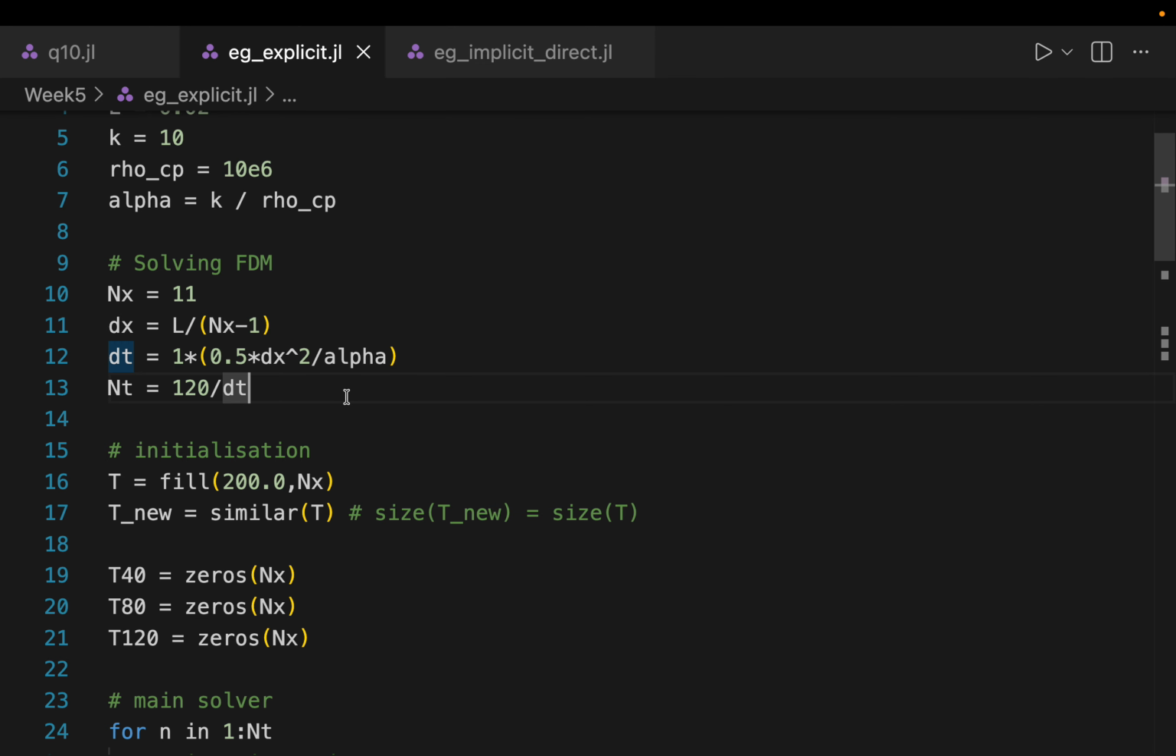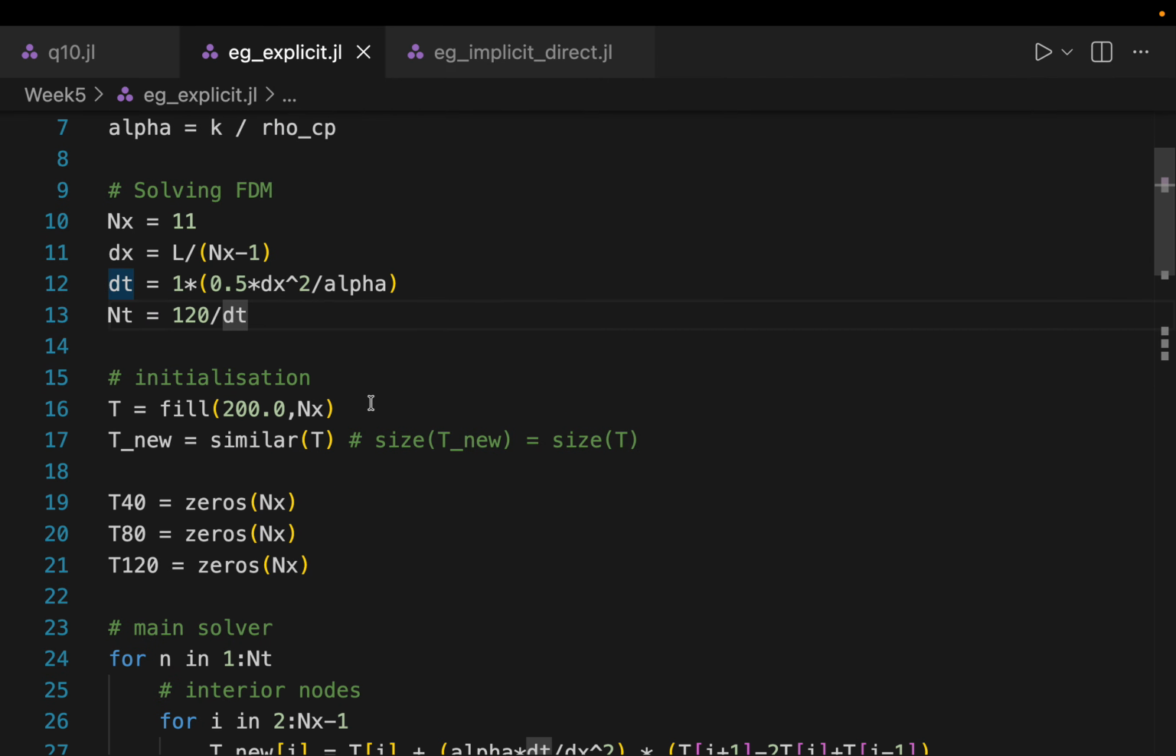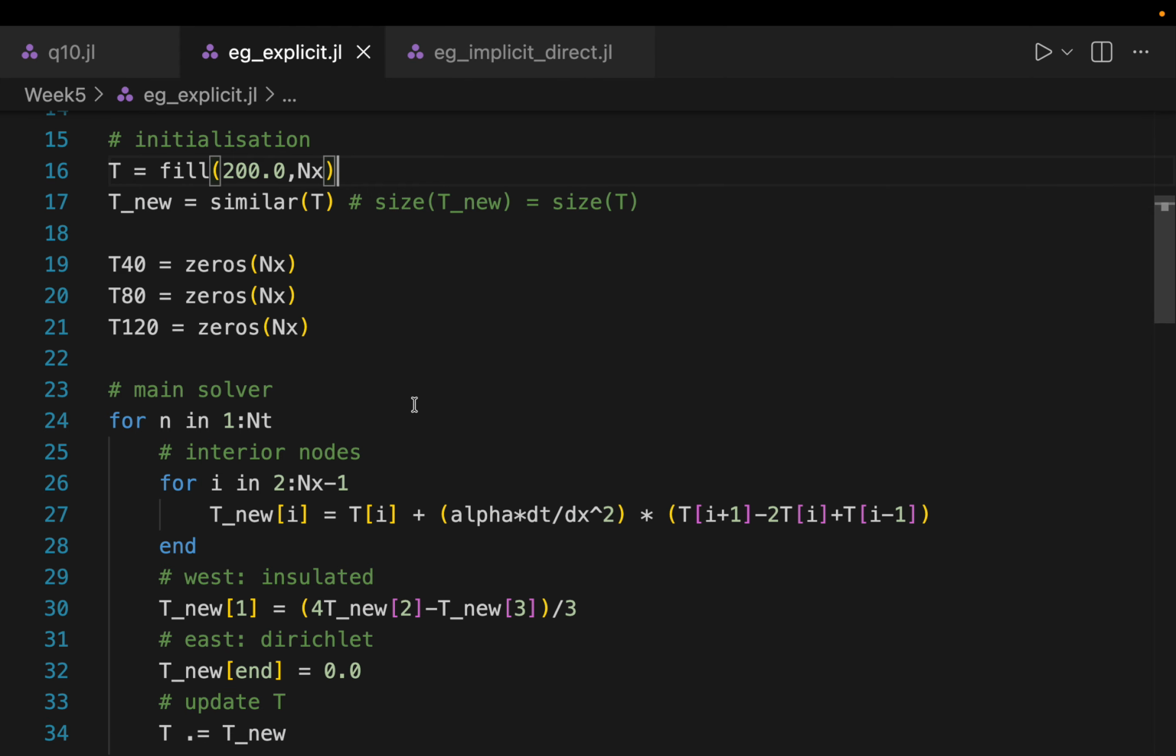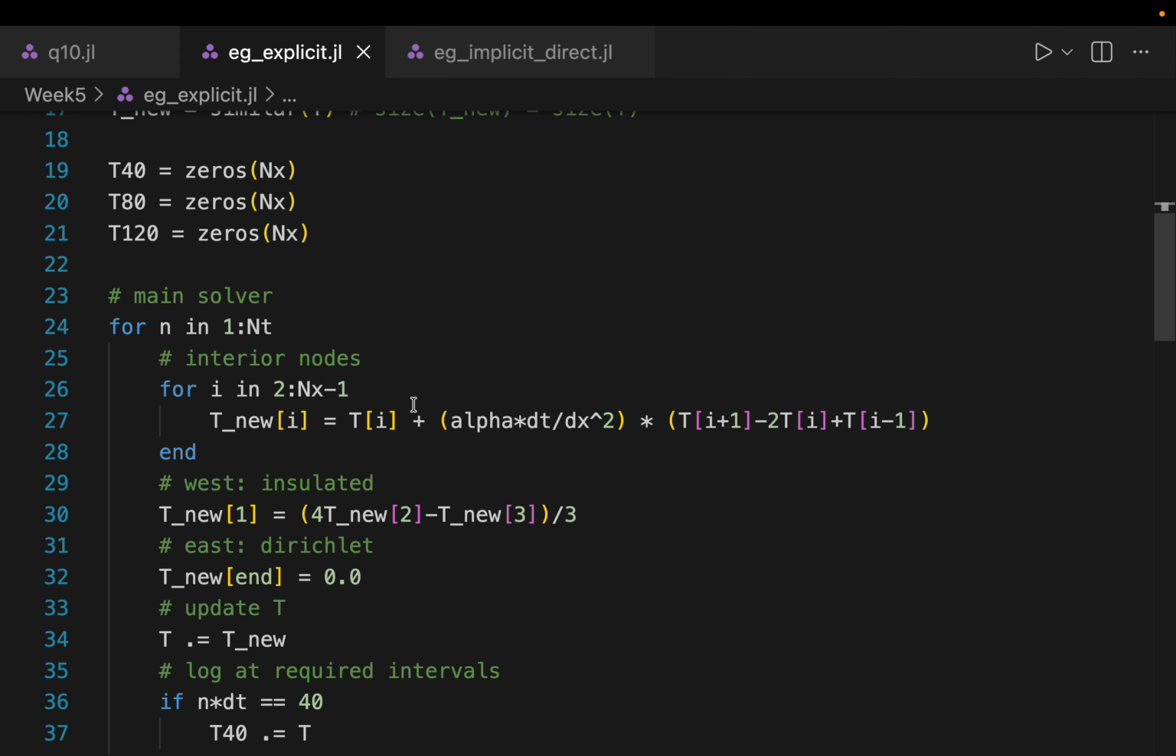Nt is 120 by delta t. 120 is the total time that the problem asked us to solve for, 120 seconds. So Nt will give you the number of time steps up until 120. What this does is it creates an array of size nx and fills everything with 200. So that is the initial condition that is given in the problem. So everything is similar to whatever we did just now in the previous problem, but here I've used the for loop instead of writing it in a vectorized way.